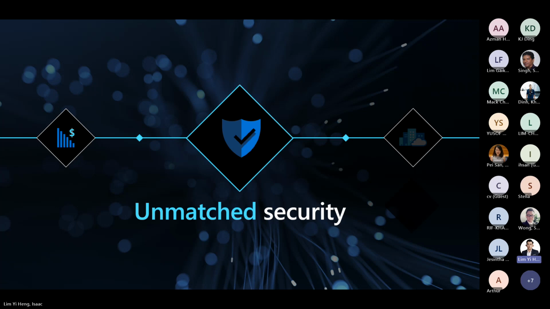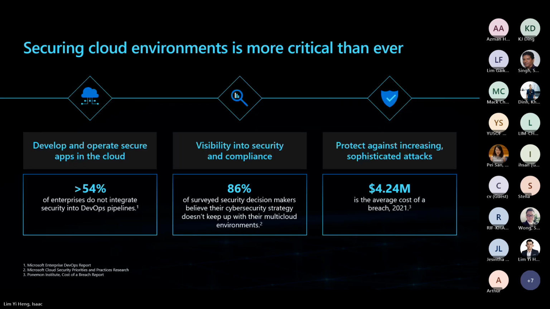Moving on to the second pillar, it will be the unmatched security. So in order to secure the cloud environment, we understand that it is more critical than ever. When we develop and also operate the application in the cloud, we want to make sure that it is secure. And more than 54% of enterprises do not actually integrate security into the DevOps pipeline.